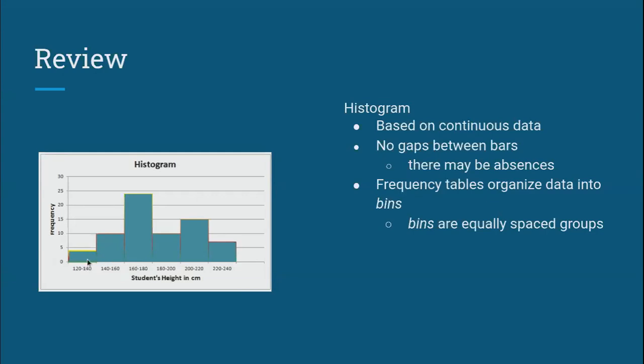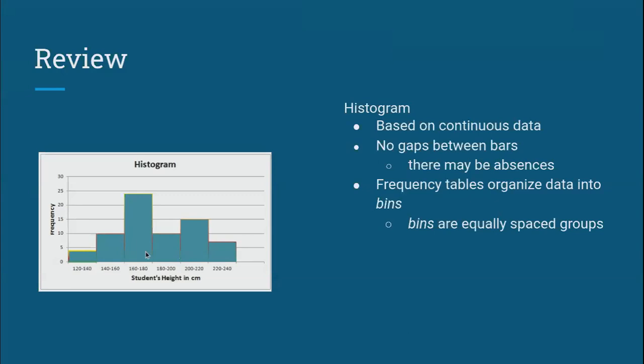So in this histogram that is shown, this first bin will include the numbers from 120 to 139. Then the second group will represent those numbers from 140 to 159. And then this group starts with 160, goes to 179. This one starts with 180, goes to 200. This one starts with 200, goes to 219. And this one starts with 220 and goes up to 239.